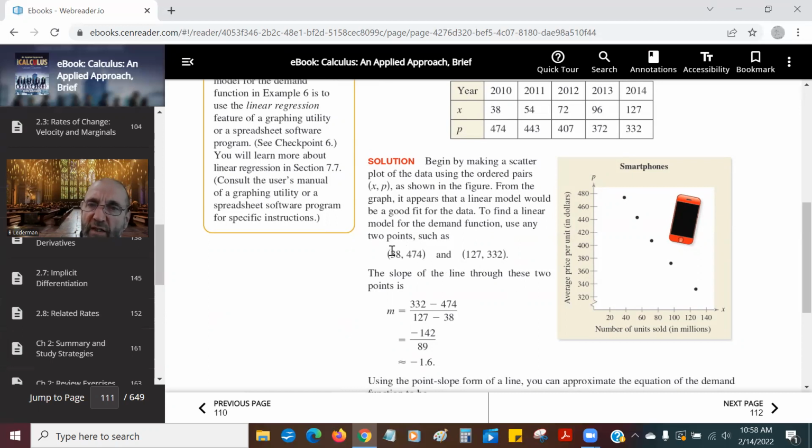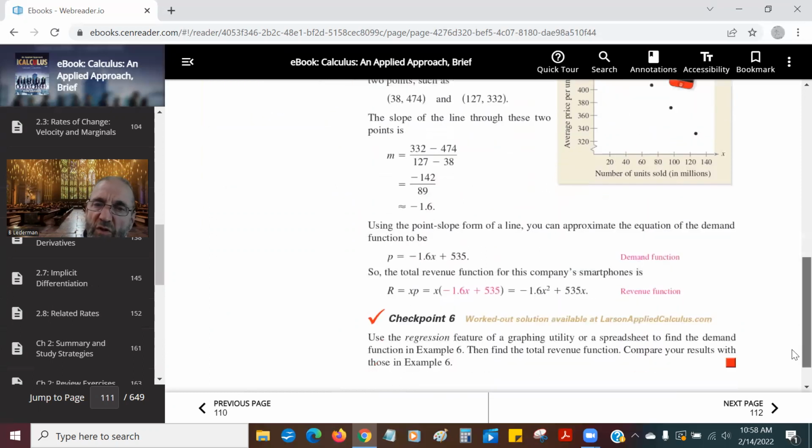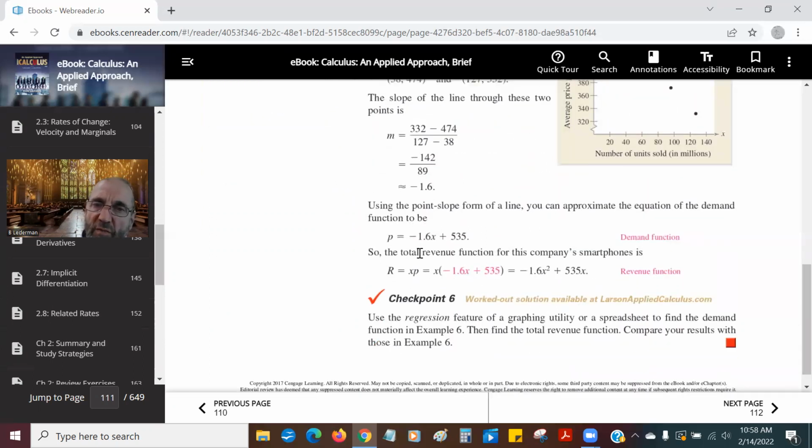And the slope connecting those 2 points is, if I just do the slope formula, y2 minus y1 over x2 minus x1, I get negative 1.6 is my slope. So I'm going to use the point slope formula. So p is going to be negative 1.6x plus 535.